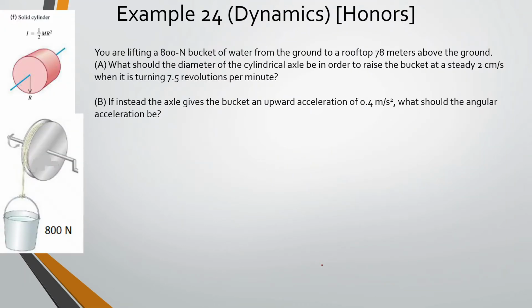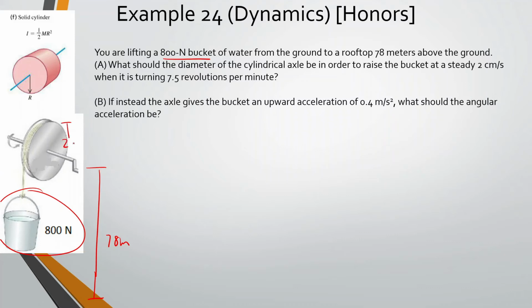All right, let's look at this next one. This one might be a bit difficult. Let's see. You're lifting an 800 Newton bucket of water from the ground to a rooftop 78 meters above the ground. Okay, so we're lifting this 78 meters. What should the diameter of the cylinder's axle be in order to raise the bucket at a steady 2 centimeters per second when it's turning 7.5 revolutions per minute?